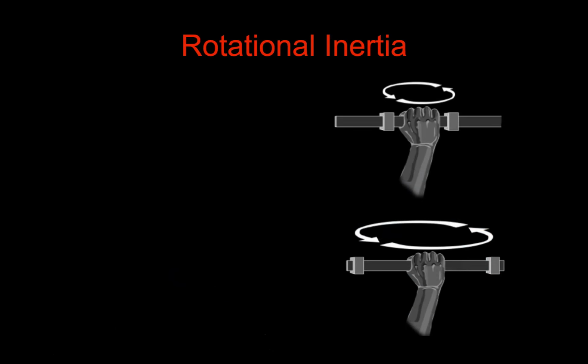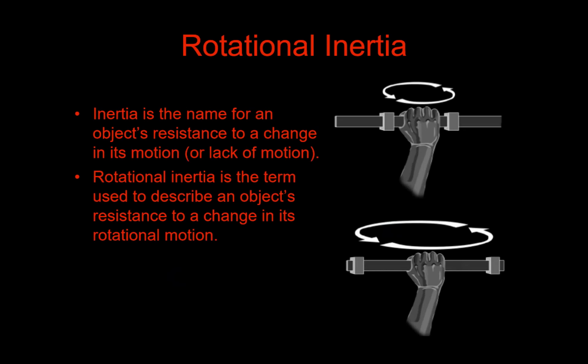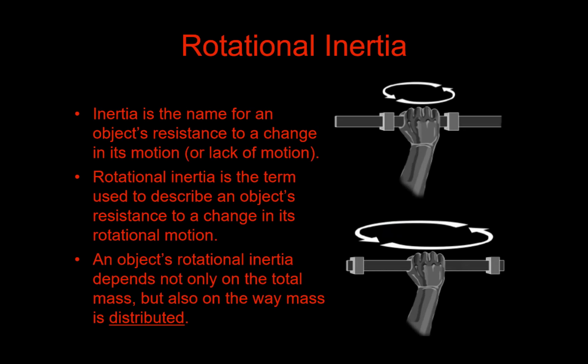The other thing that will affect the dynamics of such a vehicle would be something like rotational inertia, and that is the object's resistance to rotational motion in the same way as when we just talked about.